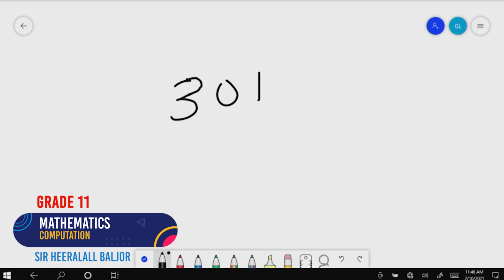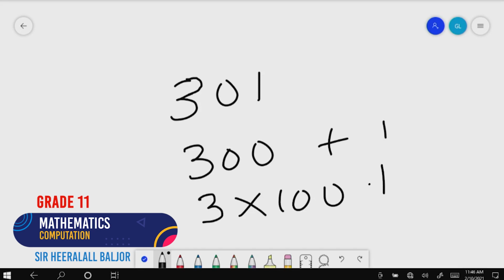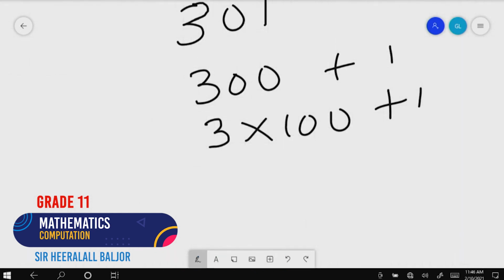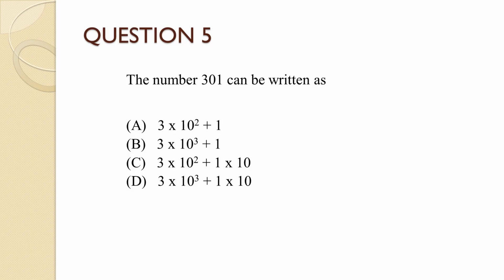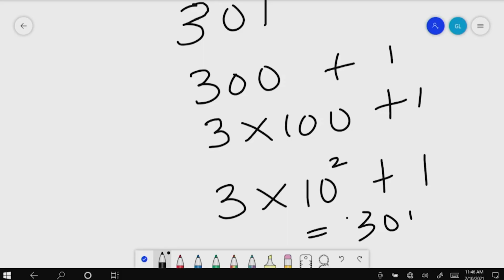As we read it here, we could say that this number is 300 plus 1. We could also say that this number is 3 times 100 plus 1. We can also say that this number is 3 times 10 squared plus 1. 10 squared is the same as 100. So our solution for this question would have been A, 3 times 10 squared plus 1, which would have been equal to 301.